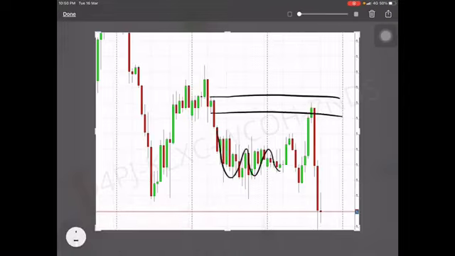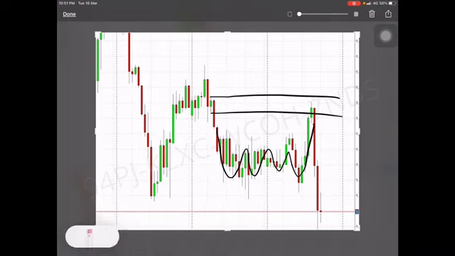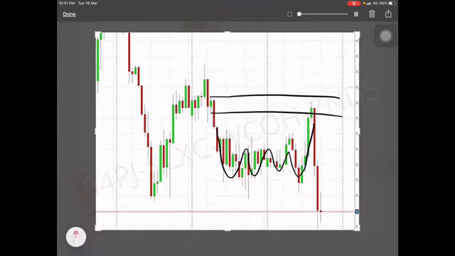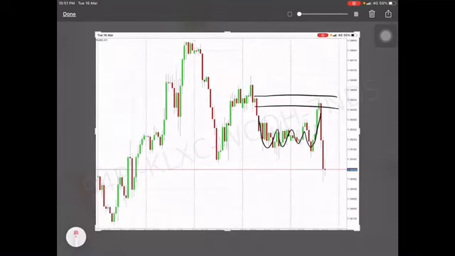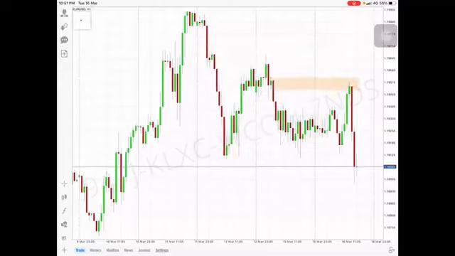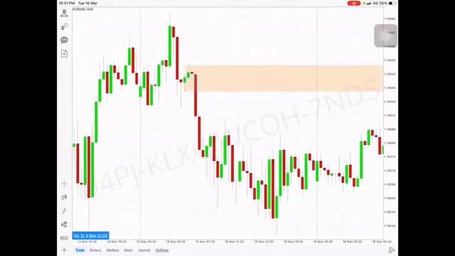Is there a sideways pullback? Yes. Is there a sideways in the zone? Yes. Now what are we looking for? This is H1. So after we have marked that place, we're going to go to entry. On entry, what are we going to look for?